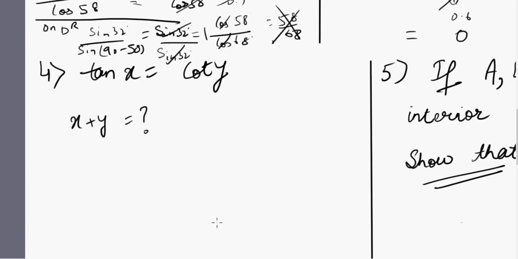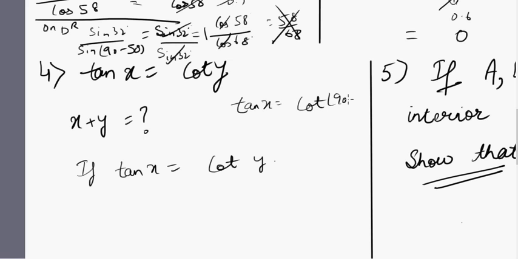Now moving on to next question. The question says if tangent of x is equal to cotangent of y, then what is the value of x plus y? Friends, since we know one rule that tangent x is cotangent of 90 minus x, so we can also say that over here it is cotangent of 90 minus x equals cotangent of y.